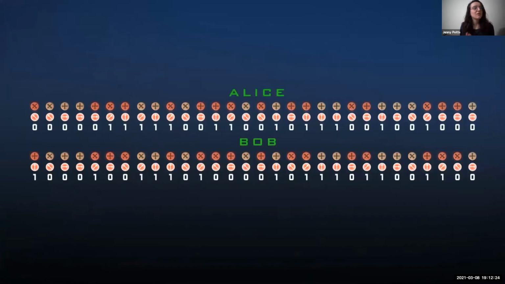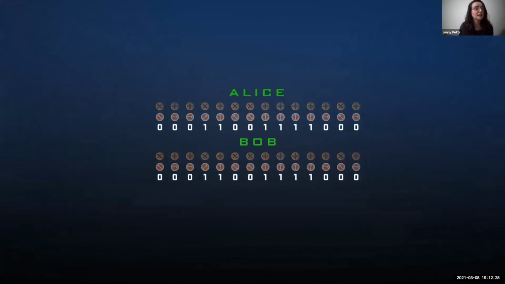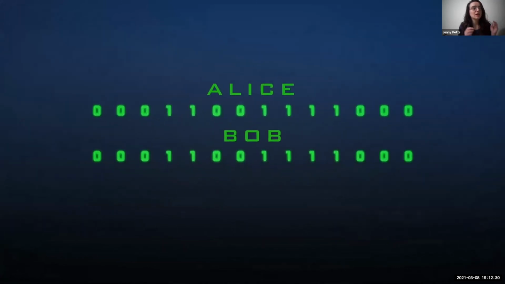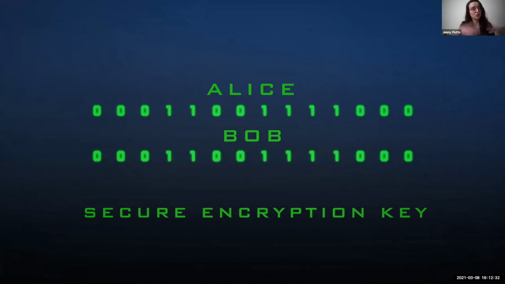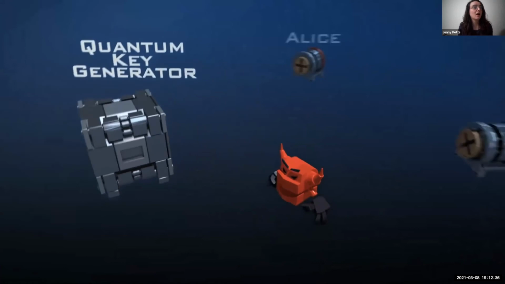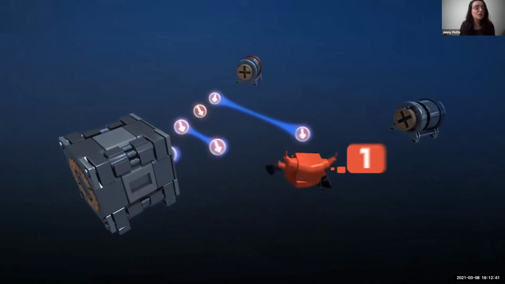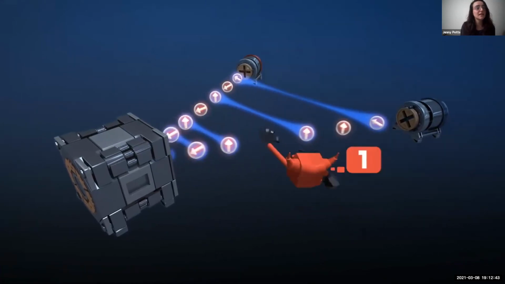Okay, so if the polarizations Bob's reading from Alice are the same as the result he's getting from his own, he keeps the qubit, so that's what you just saw drop down, otherwise he discards it. This method is secure because of the Heisenberg uncertainty principle, which states that it's impossible to measure both the position and momentum of a quantum state exactly.